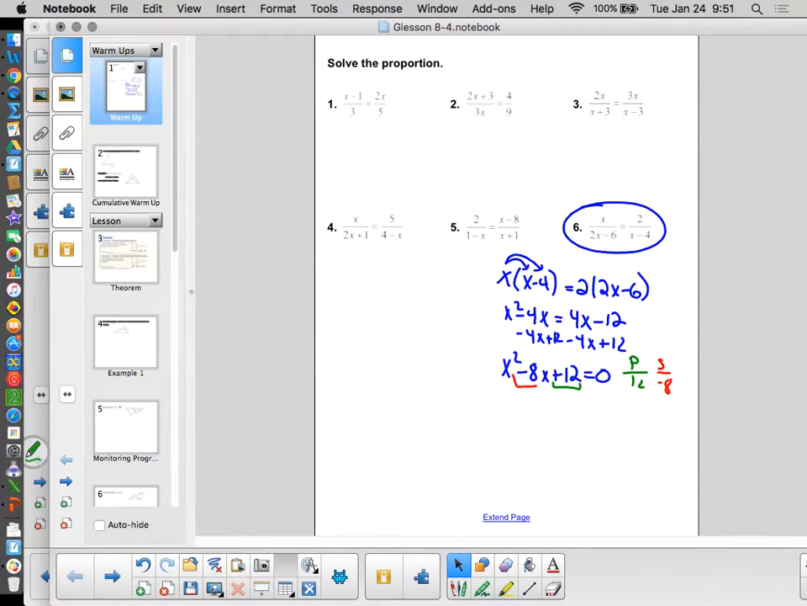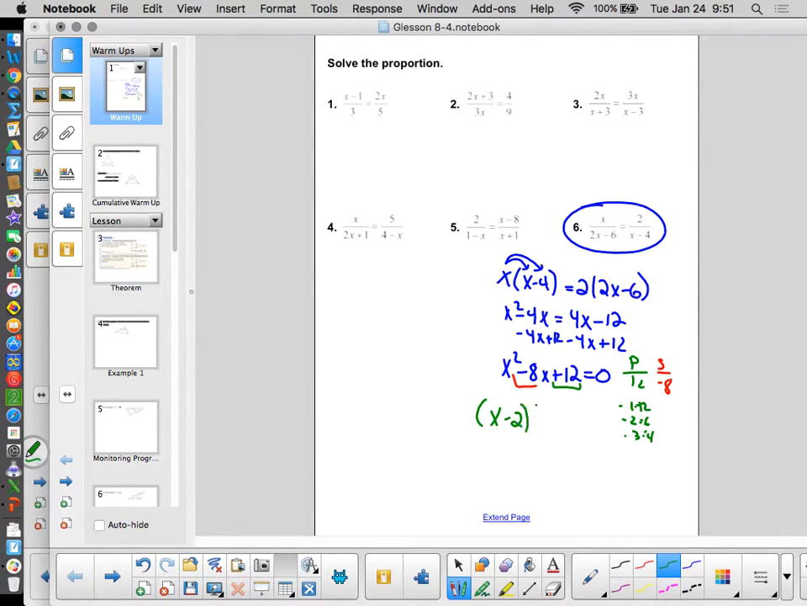Well, to get to 12, I have a few choices. It could be 1 times 12, or 2 times 6, or 3 times 4. Now, none of those give me a negative 8, but if they're both negative, negative 2 times negative 6 gives me a negative 8. So my magic numbers are negative 2 and negative 6, and since there's not a number in front of the x squared, we can just go straight to factoring: x minus 2 times x minus 6 equals 0.